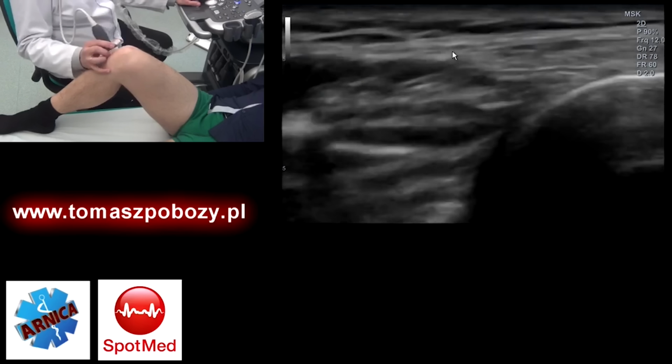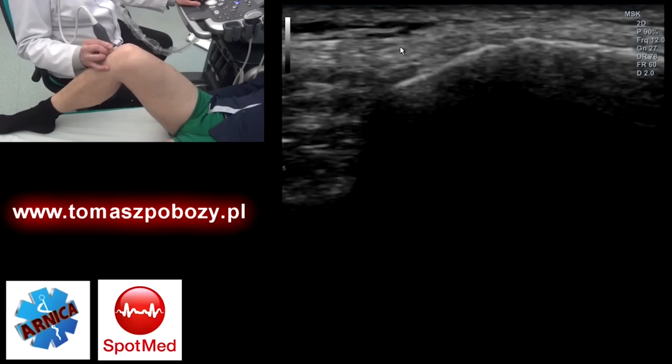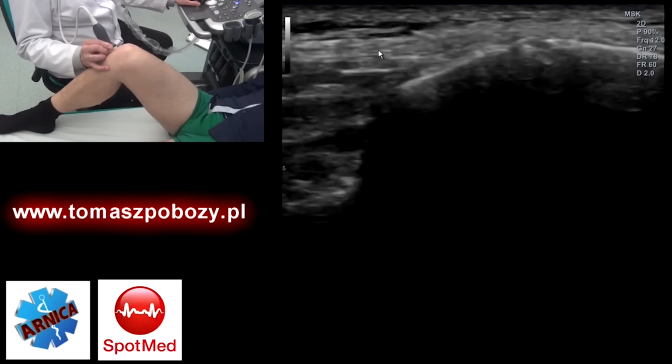We can also visualize the distal attachment of the iliotibial band to Gerdy's tubercle on the anterolateral aspect of the tibia. Here we see its distal attachment and course as it passes over the most prominent part of the lateral femoral condyle, a common site of irritation.